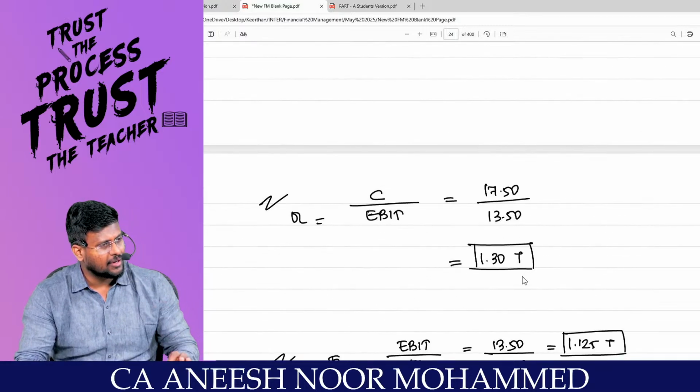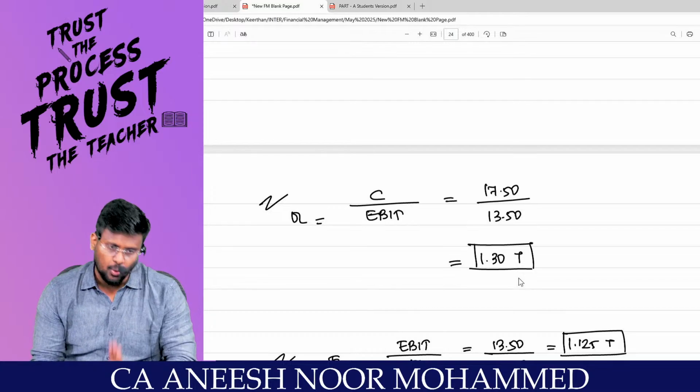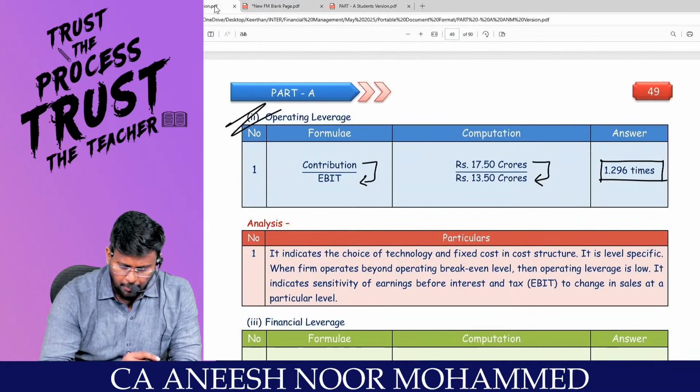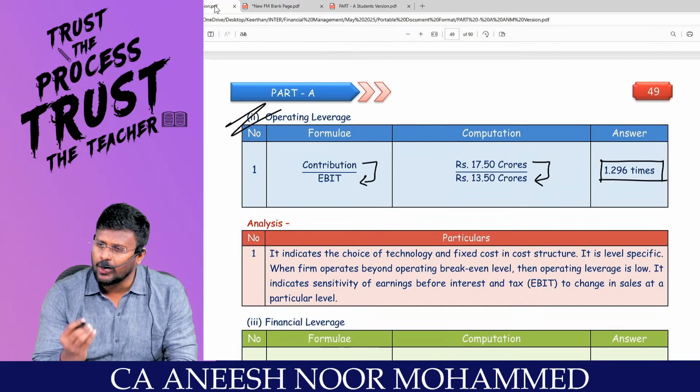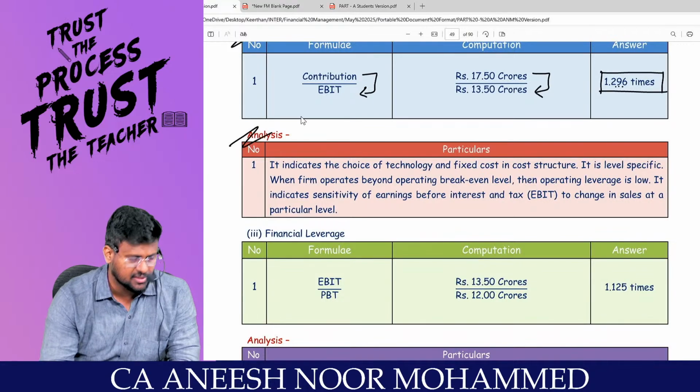Sir, but they have written the same percentage. Hello, sir. So don't round off. Instead of writing 1.30, we can write 1.296. They have taken 3 decimal points. They have given the analysis.